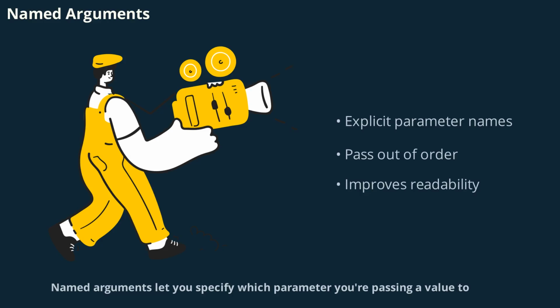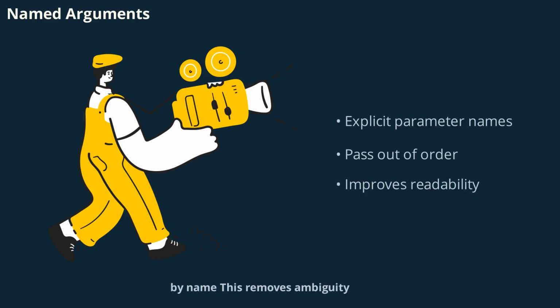Named arguments let you specify which parameter you're passing a value to by name. This removes ambiguity, especially when a function has multiple parameters of the same type. You can also pass arguments out of order, as long as you use their names. This feature makes your code more readable and less prone to mistakes.